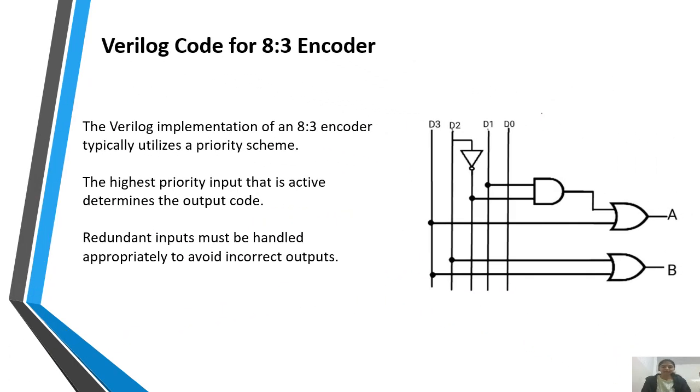Verilog code for 8:3 encoder. The Verilog implementation of an 8:3 encoder typically utilizes a priority scheme. The highest priority input that is active determines the output code. Redundant inputs must be handled appropriately to avoid incorrect outputs.